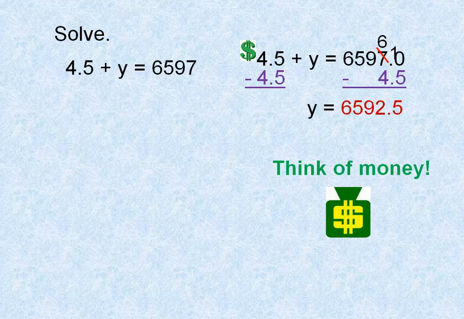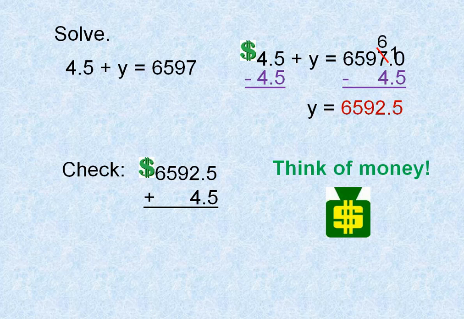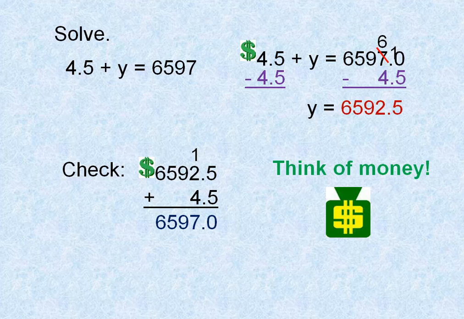So that looks right, doesn't it? We only had $4.50 to subtract. Add your answer to the 4.5, and do you get what you started with? Okay, now we have 6,597 for our answer.